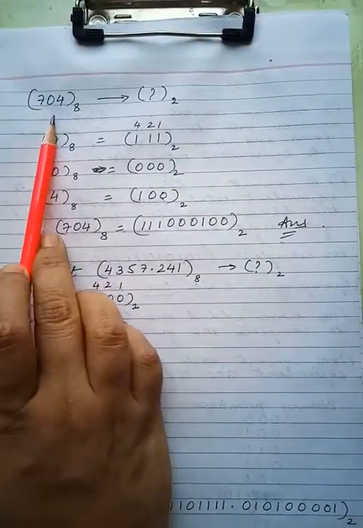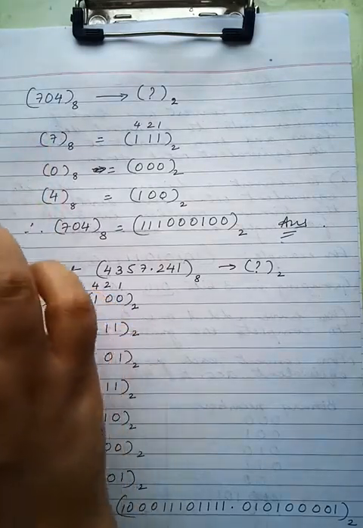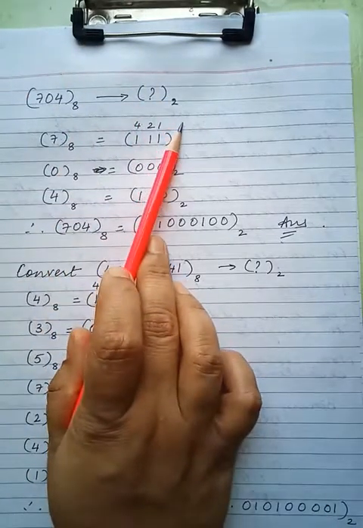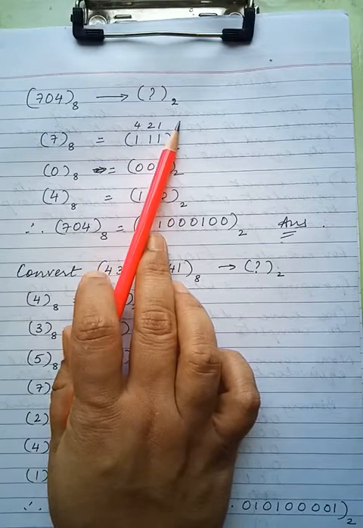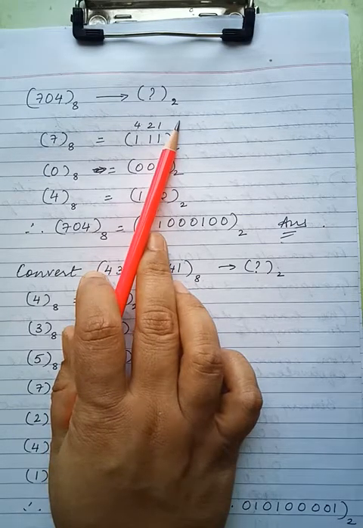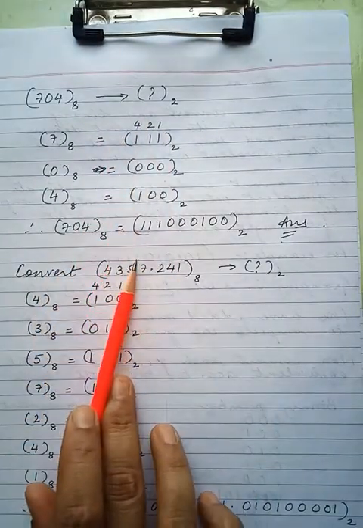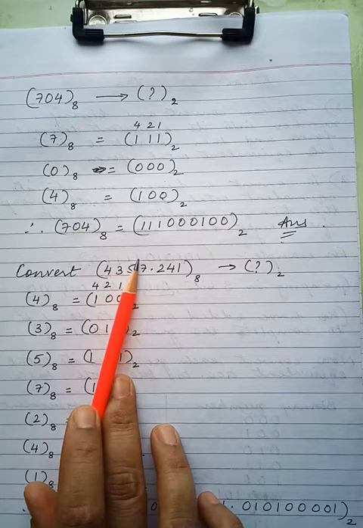See children, there is another method to convert octal to binary. First you convert this octal number into its equivalent decimal and then that decimal number into its equivalent binary. But that is a long method. You will have to do 2 conversions. So I have told you this short method is simpler and more convenient.